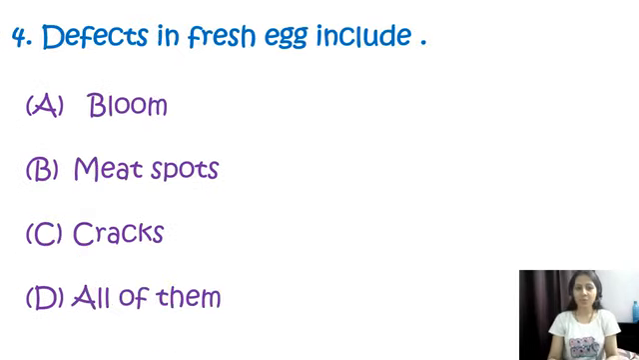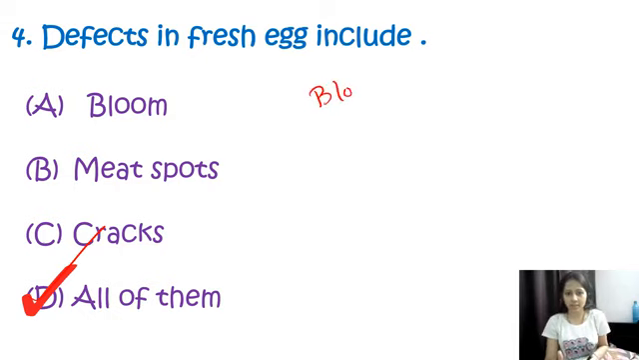So question number 4, defects in fresh egg include, options are bloom, meat spots, crack or all of them. So it includes all these things. These are bloom, meat spots, cracks. So over here correct option is D, that is all of them. Even it includes the blood spots.